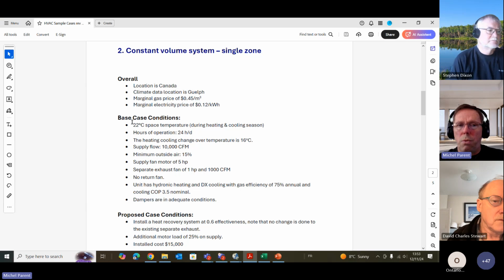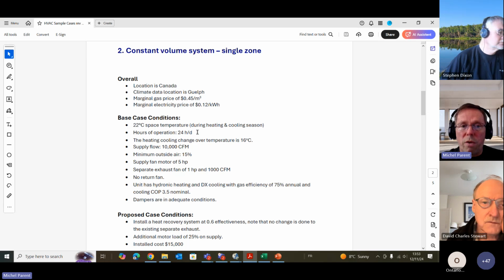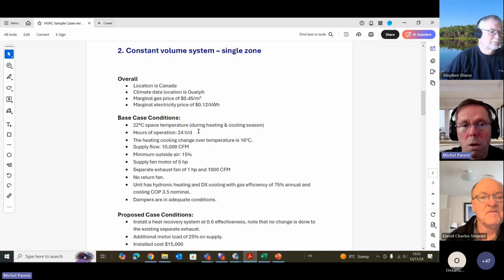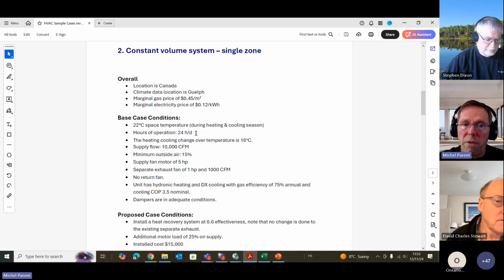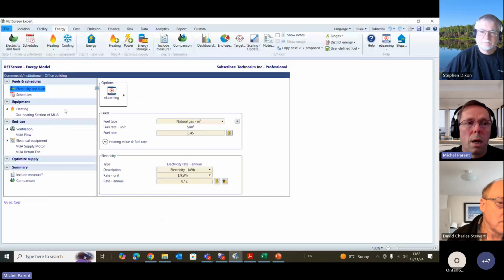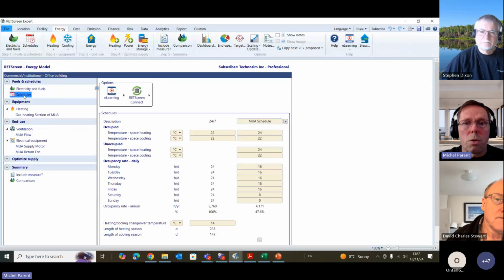So in this case, we have a rooftop unit that keeps 22 degrees during the heating and cooling season, and it runs 24 hours a day. Because there's no indication of whether it's 5 days a week or 7 days a week, we can safely assume this is 7 days a week. So we're going to go in schedule.